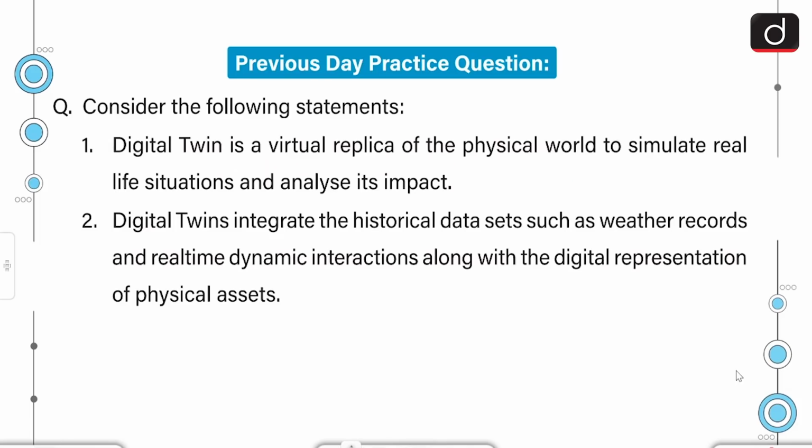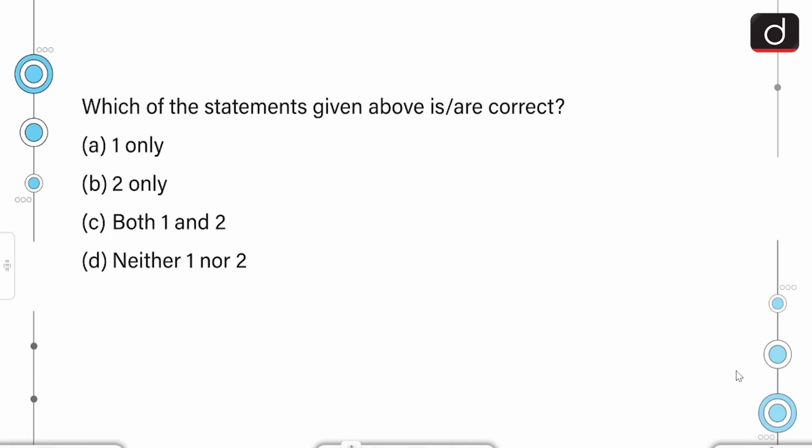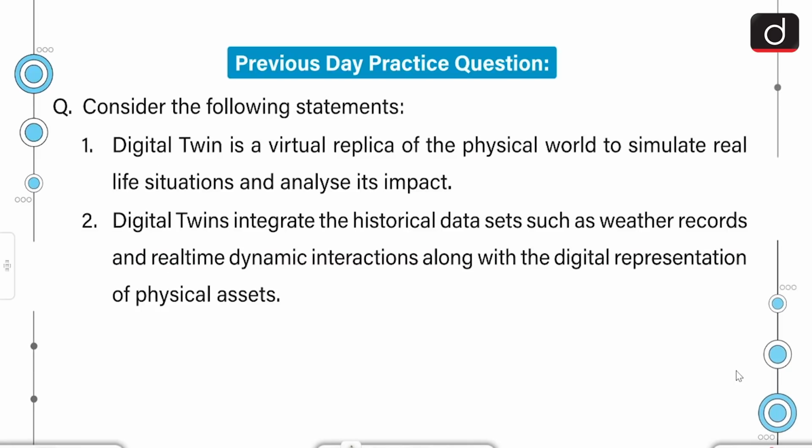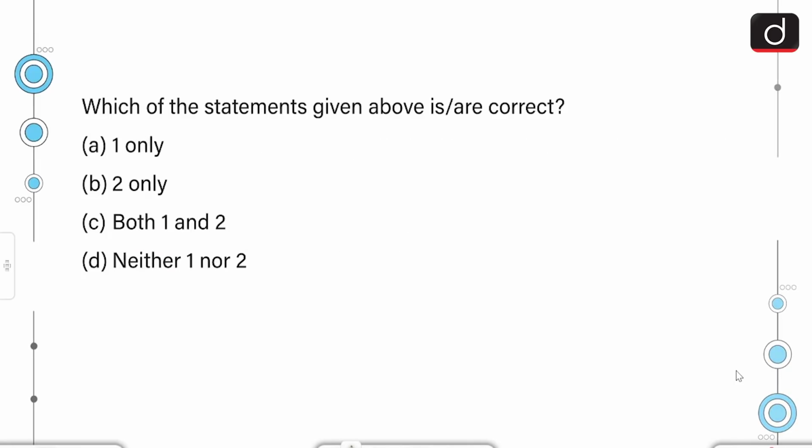Consider the following statements. Digital twin is a virtual replica of the physical world to simulate real life situations and analyze its impacts. Digital twins integrate the historical data sets such as weather records and real-time dynamic interaction along with the digital representation of physical assets. So we have to select the correct statement. Both are correct. The correct answer is option C.